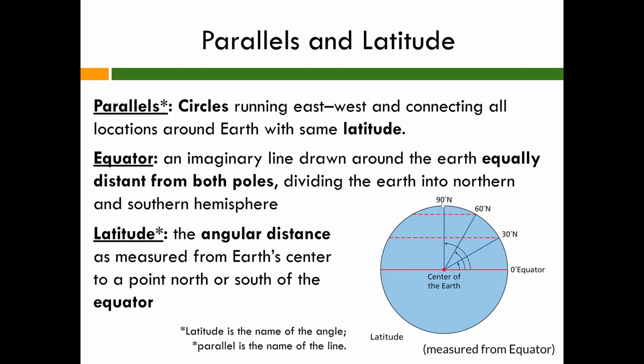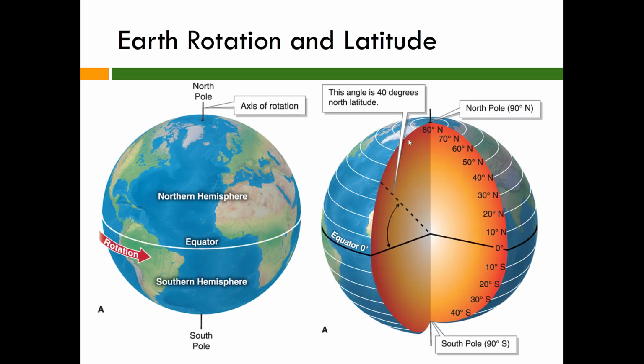Okay, and you can see latitude can only run up to 90 degrees, measured from the equator. Okay, so to make it simple, latitude is the name of the angle, the degree of the angle, and parallel is the name of the line. Okay, so you can see this is one figure from our textbook. This is the equator, and how far you are from the equator by angle, that is your latitude.